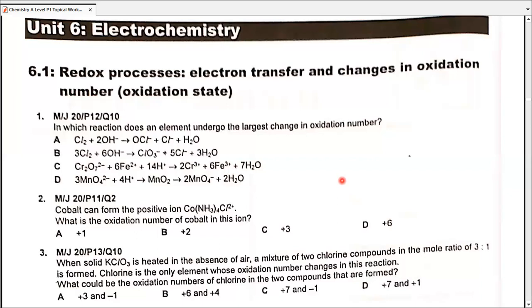B. Good, B. And which element is that? It's chlorine, going from 0 to +5. Good. Let's move to 2.